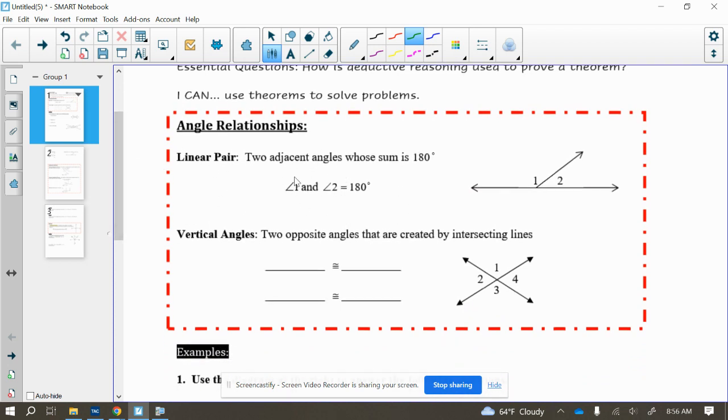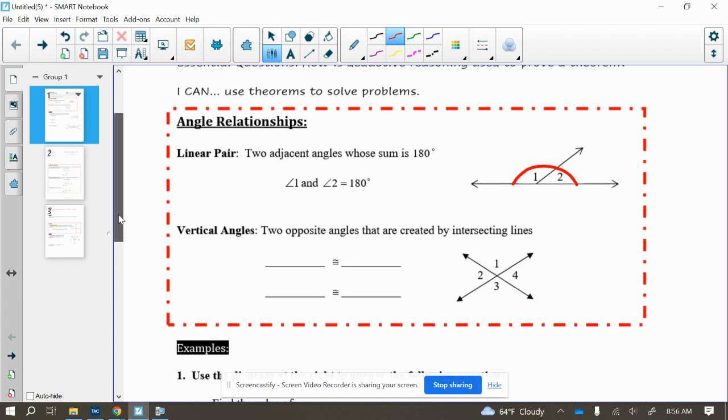For instance, this first vocab word, a linear pair, we've seen this picture before. We know angle 1 and angle 2 are adjacent to each other, next to each other, and they add up to equal 180 because they would be creating this 180-degree straight angle when we do small plus small equals big. So again, this is called a linear pair relationship, and they are supplementary to each other.